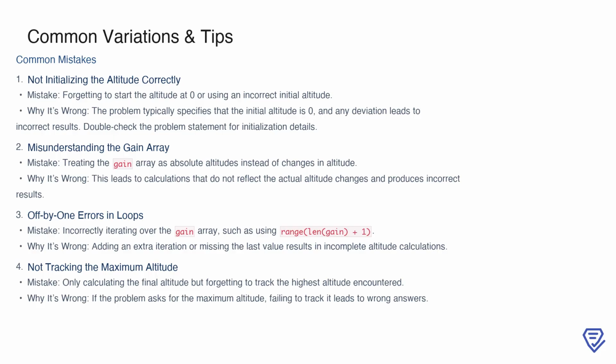Additionally, off-by-one errors in loops are a frequent source of bugs. For example, iterating with an incorrect range, such as range(len(gain) + 1), can introduce extra iterations or skip necessary values, resulting in incomplete altitude calculations. Finally, a common oversight is neglecting to track the maximum altitude encountered during the journey. If you only calculate the final altitude without keeping track of the highest altitude along the way, you risk providing the wrong answer if the problem specifically asks for the maximum altitude reached at any point.